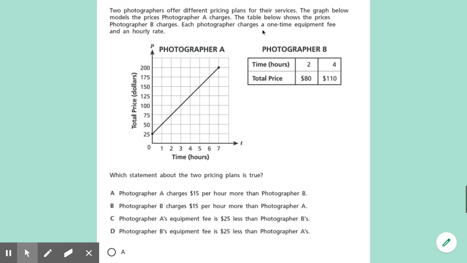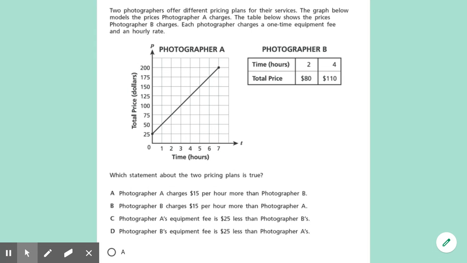Each photographer charges a one-time equipment fee and an hourly rate. All right. So the question asks, which statement about the two pricing plans is true? So now we're looking at the pricing plans, which is about how much is being charged per hour, and also the equipment fees. So we have a few things going on here. There's a lot of different layers, but we got this.